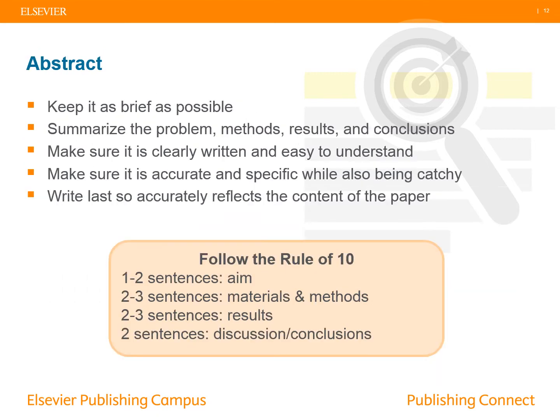After you have written the title and keywords, now you can start with your abstract. You have to keep it as brief as possible when you are writing your abstract. Summarize the problem, methods, results, and conclusion in your abstract. Make sure that it's clearly written and easy to understand. Make sure that it's accurate and specific while also being catchy.